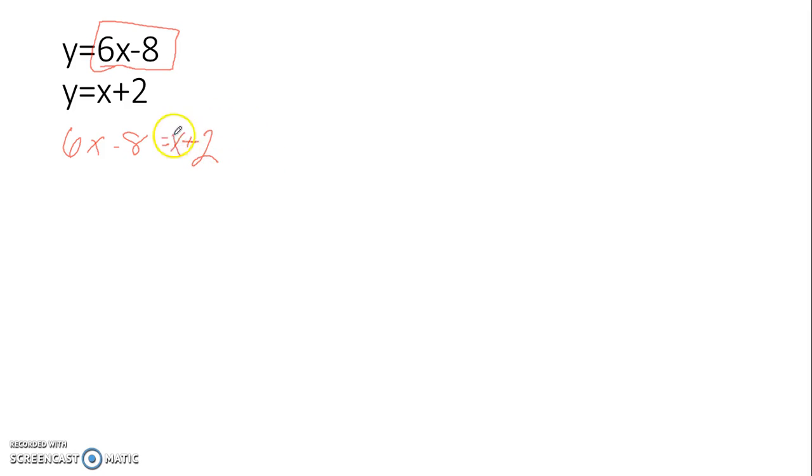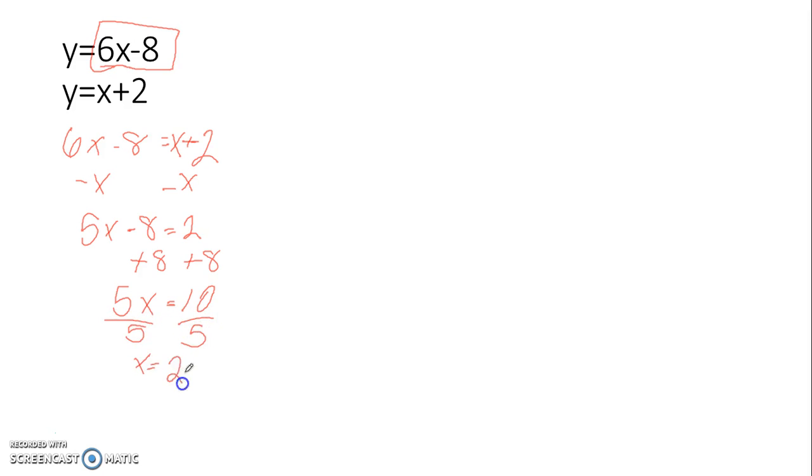Now we're going to solve for x. We want to get the variables on one side, so we're going to move this x over here by subtracting x from both sides. That leaves us with 5x minus 8 is equal to 2. Now let's add 8 to both sides. That leaves us with 5x equals 10, because 2 plus 8 is 10. Then divide both sides by 5, and we get x equals 2.